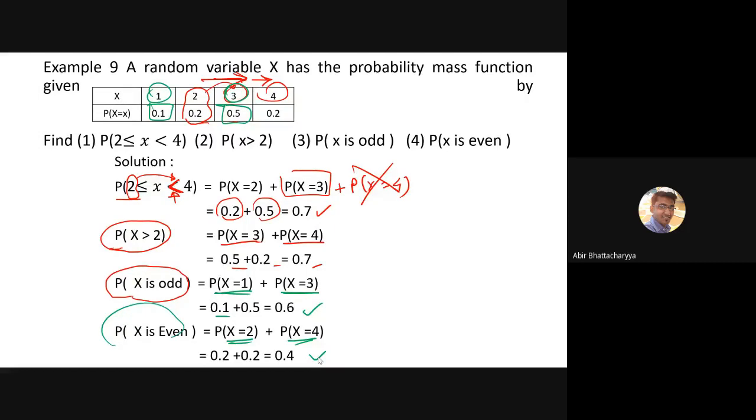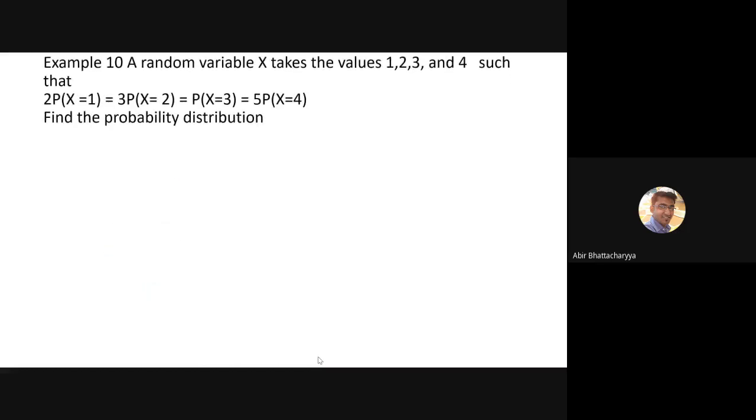All right. So the next question is for you. Random variable x takes the values 1, 2, 3 and 4, such that this condition is satisfied. Now your task is to find the probability distribution. Think about it, complete this task and write down the answer.